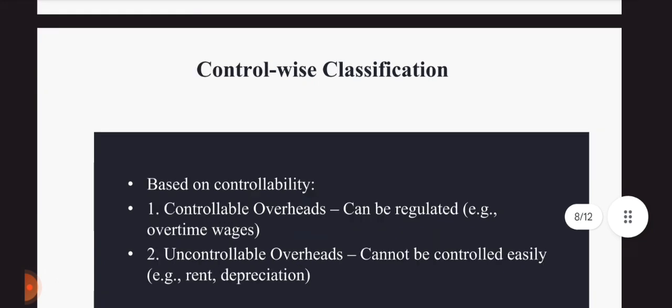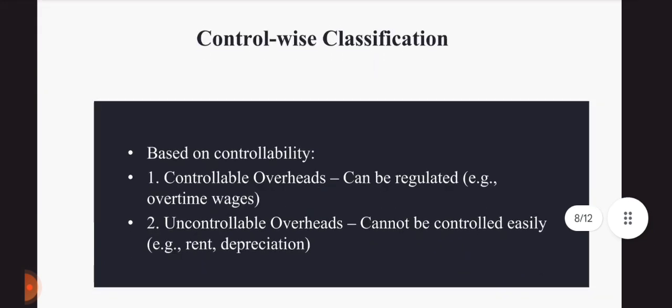Next is control wise classification. This classification is based on whether the cost can be controlled by management. So these costs are classified into controllable and uncontrollable. Let's understand controllable overheads. These can be influenced by managers. For example, indirect material, overtime wages are controllable by managers. Second one is uncontrollable overheads. These cannot be controlled by a specific level of management. For example, rent, depreciation and insurance, these are fixed.